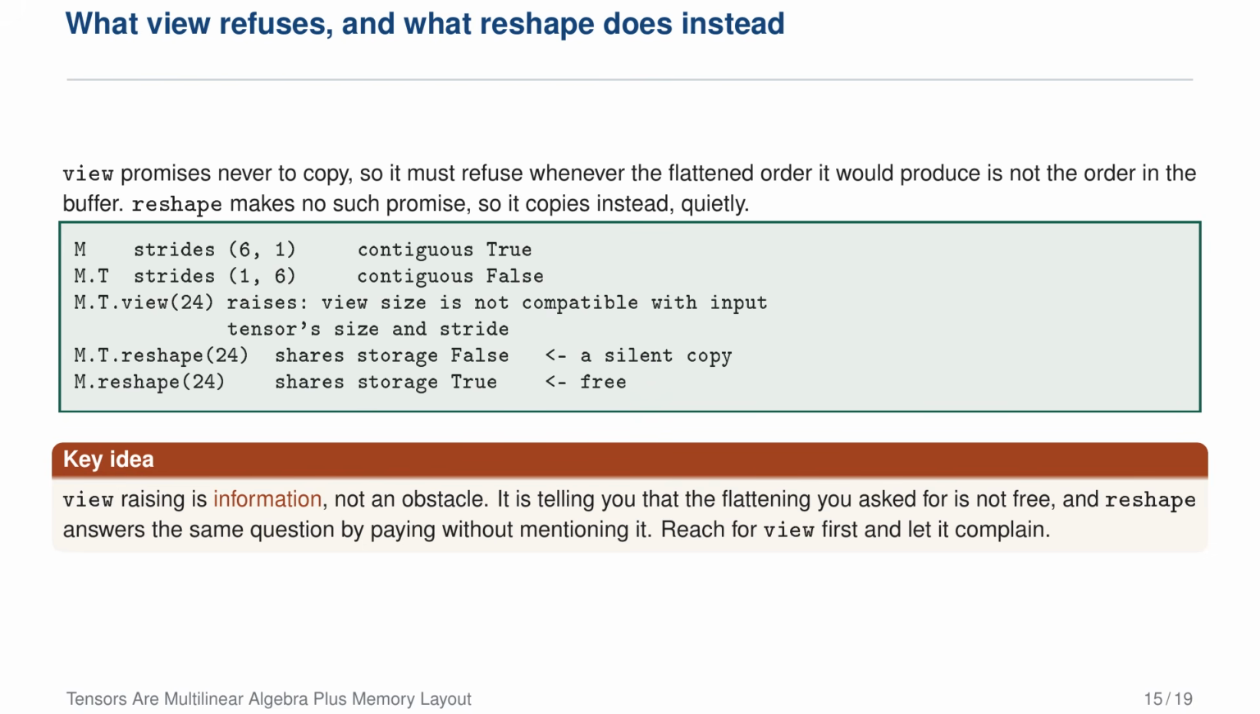Reshape makes no such promise, so in the same situation it copies instead, and it does not tell you. The run shows both. The original array is contiguous, its transpose is not. Asking the transpose for a view raises an error, saying the requested size is not compatible with the tensor's size and stride. Asking it for a reshape succeeds, and the result does not share storage, which means a copy happened. Asking the original for the same reshape succeeds and does share storage, so that one was free.